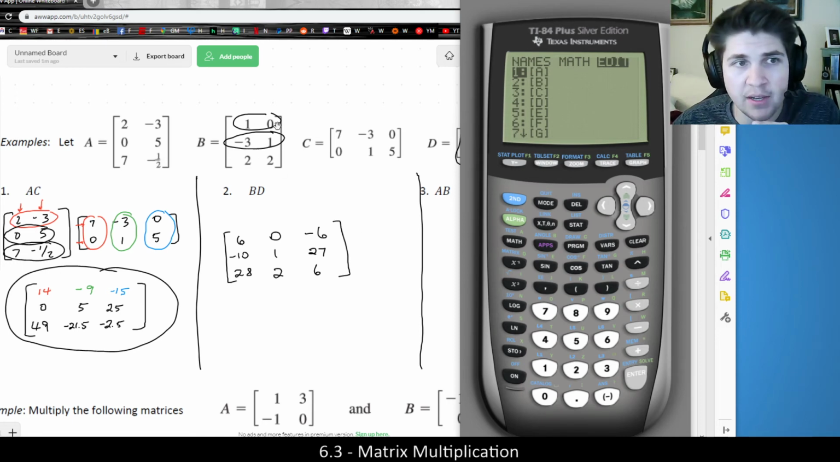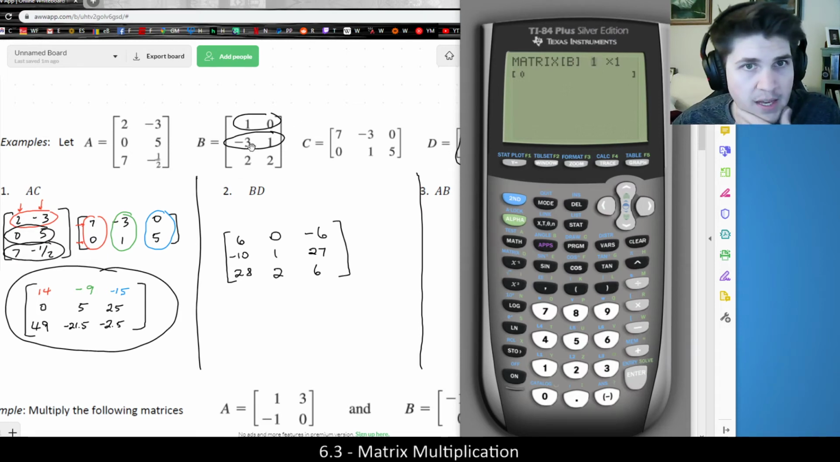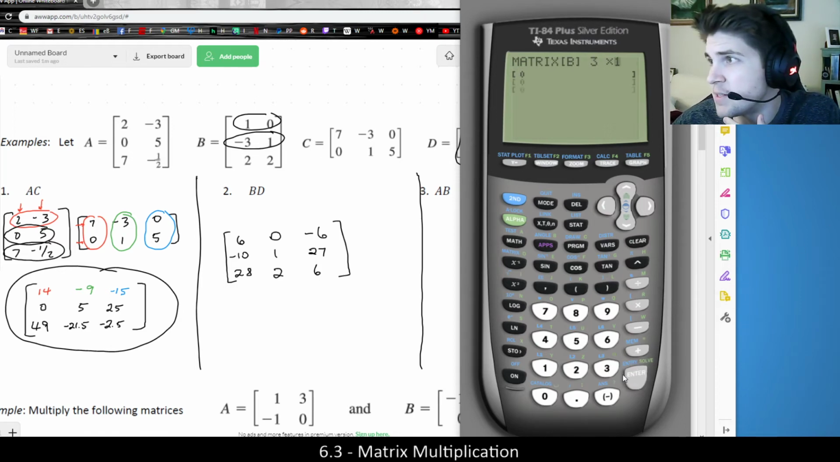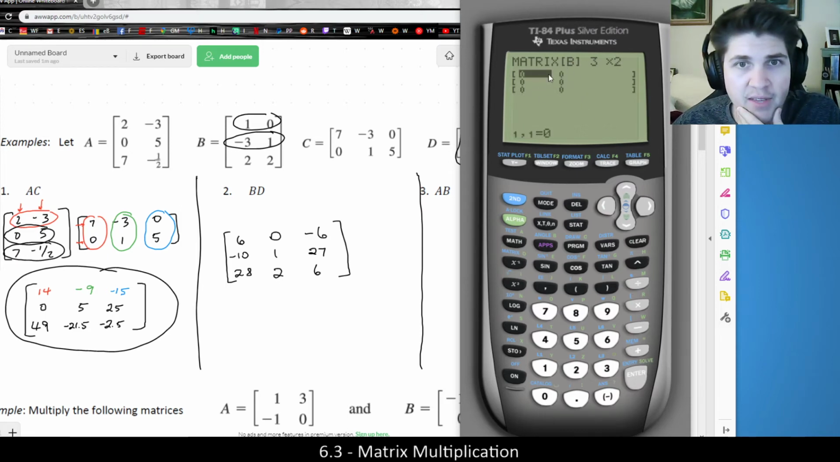So say, for example, I wanted to program in this matrix B. What I could do is edit my matrix B, select it and hit enter. And now I could craft this exact matrix, which my calculator would store within it. And since it has 3 rows and 2 columns, I would need to make sure to type in its dimension, 3 by 2. And then it will generate a matrix of the proper size. Typically, it will start with zeros, and then I would just need to type in those elements.